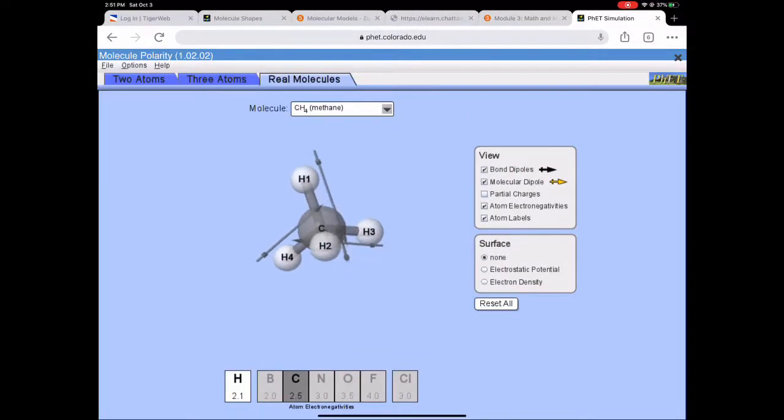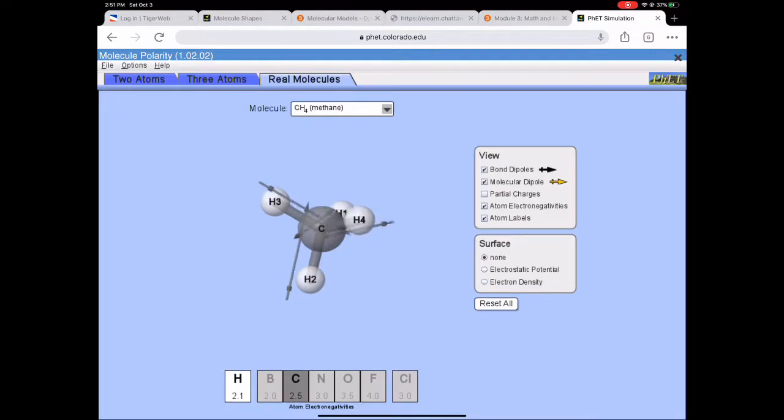So here we go. This is what this one looks like. And again, we're seeing the bonds. And so carbon and hydrogen, 2.1 to 2.5. That's a very, very small electronegativity difference. The molecule isn't really interpreting it as very much of a polar bond.